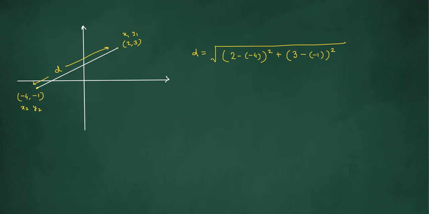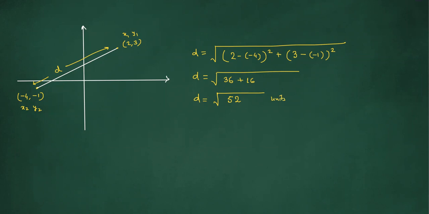So we can easily find out this distance, that is square root of 2 plus 4, 6. This is going to be 36, plus here 3 plus 1 is 4, 4 square is 16. So d is equal to root over of 36 plus 16, and 36 plus 16 is going to be equal to root over of 52. So root 52 is going to be the answer. Root 52 units is the answer.